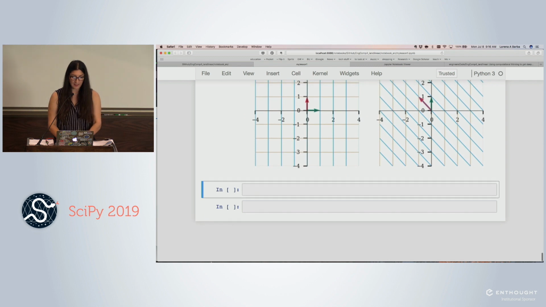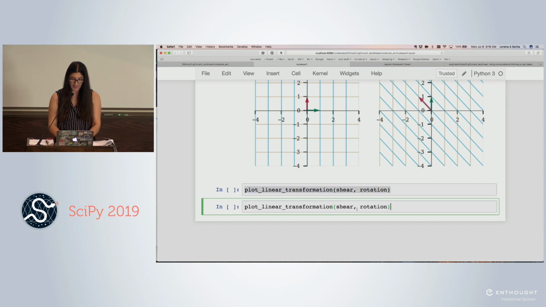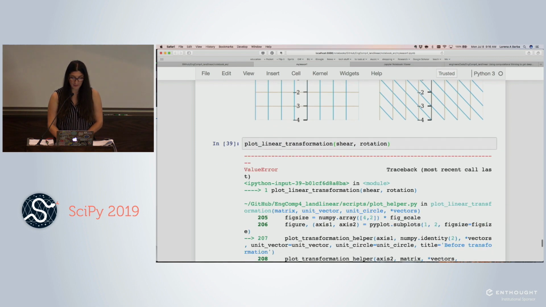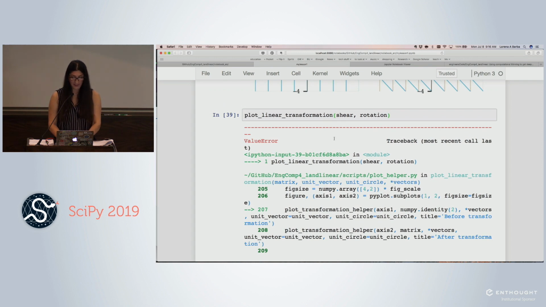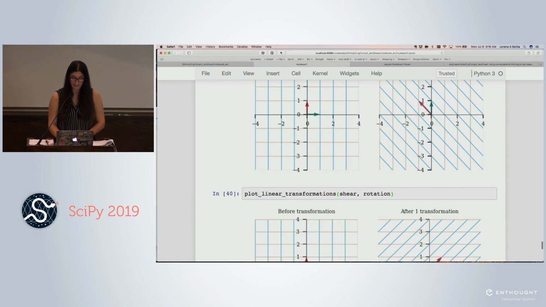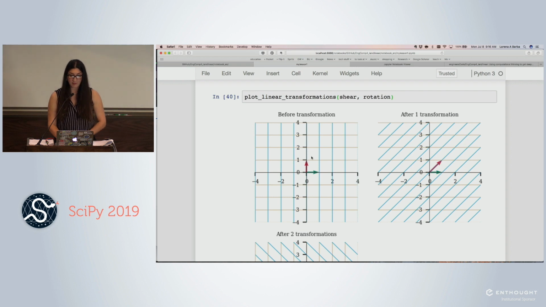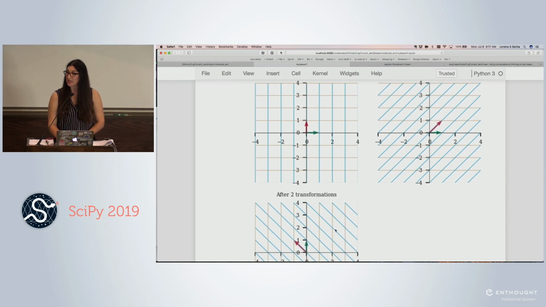By the way, our plotting function allows you to enter two matrices to see two transformations in sequence. So we could do plot linear transformation shear, comma, rotation, and rotation, comma, shear. And let's look at that. So shear and rotation. What's my mistake? Oh, an S, yes. Here, this is before the transformation, then we apply shear, and then we apply rotation in sequence.